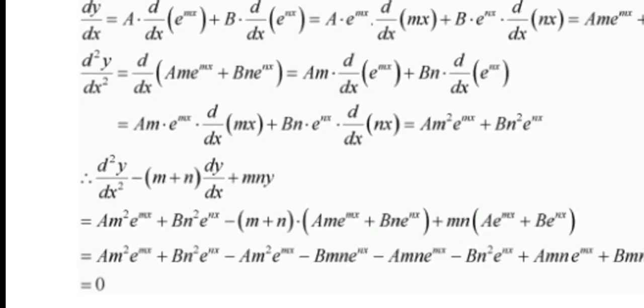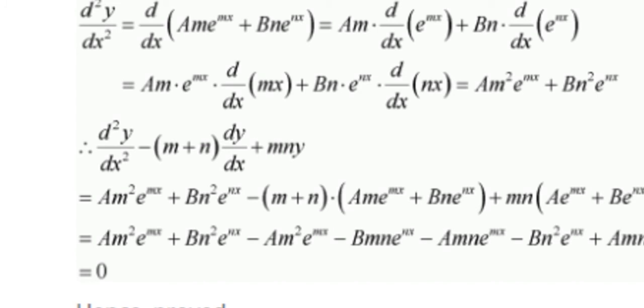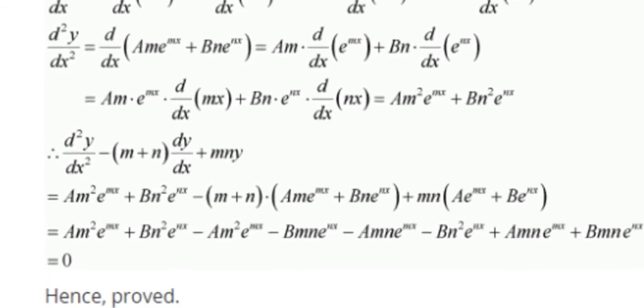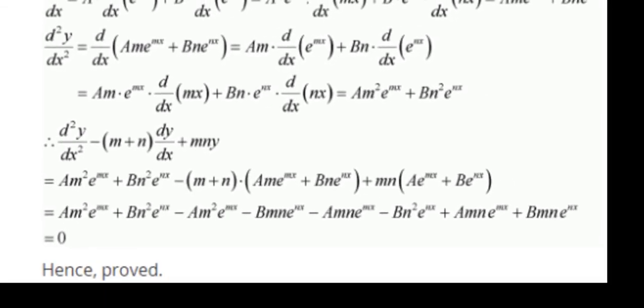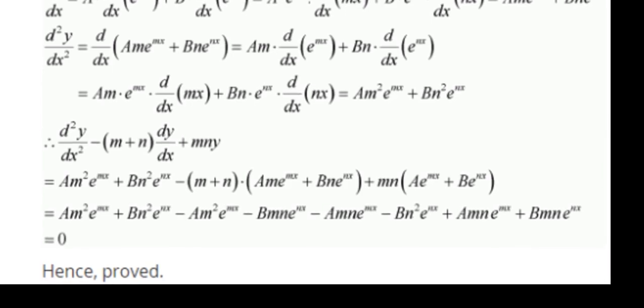Now we will take the right hand side, the proving part, substituting the values of d2y/dx2 minus (m plus n) dy/dx plus mn into y. Substituting these values: am square e to the power mx plus bn square e to the power nx, minus (m plus n) into (am e to the power mx plus bn e to the power nx), plus mn into (a e to the power mx plus b e to the power nx).